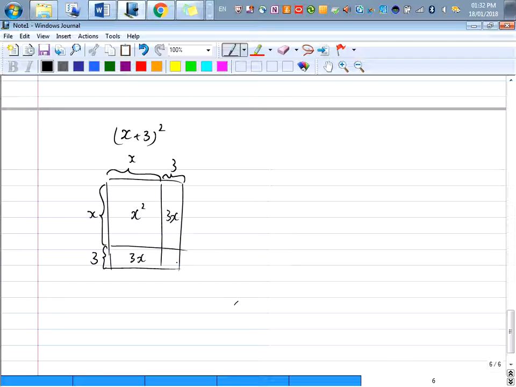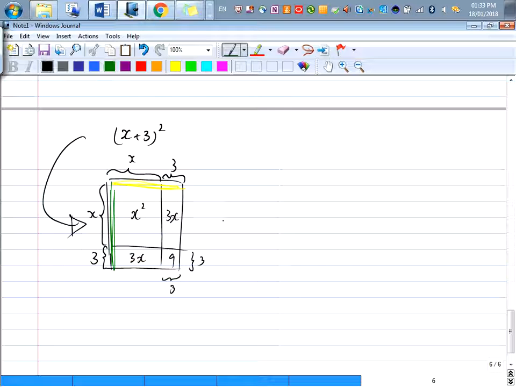What about this one? How much? 3 times 3, right? This is over 3, this is 3. So this is 3 squared, which is 9, isn't it? Right? Okay. Do you realize that this is the pictorial representation of x plus 3 squared? You notice that the length of this square is x plus 3. And then the breadth is also x plus 3. That is x plus 3 squared.